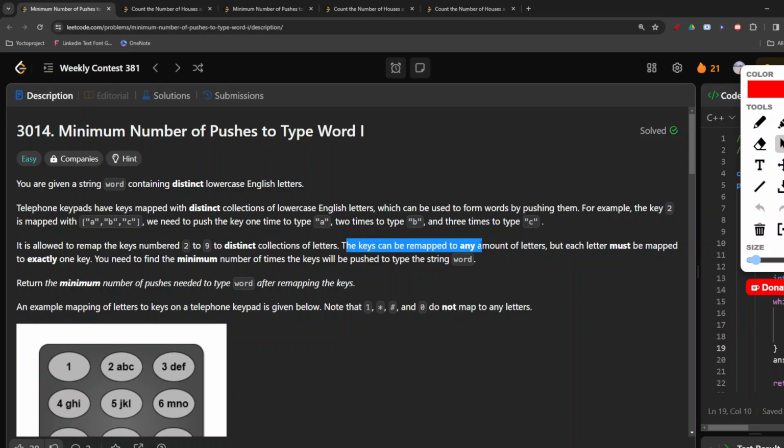The keys can be remapped to any number of letters, but each letter must be mapped to exactly one key. You need to find the minimum number of times the keys will be pushed to type the string word. Return the minimum number of pushes needed to type word after remapping the keys.